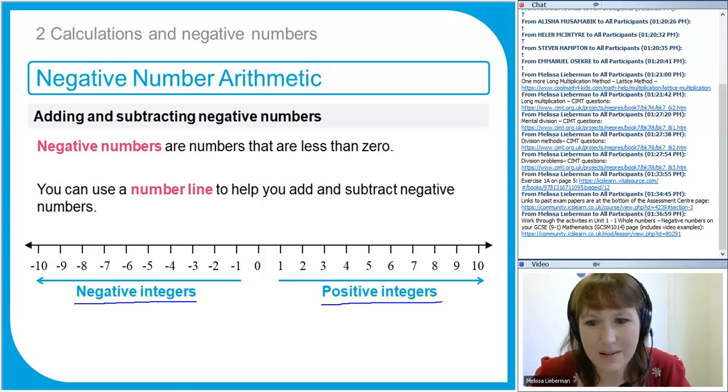So around here you would have negative 4.5. So they can be decimals as well. They're not always whole numbers. But for today we're just dealing with integers, whole numbers.